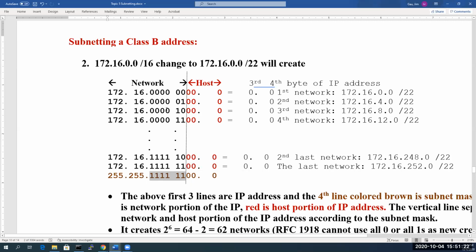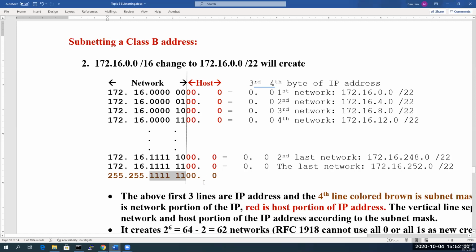And for all the combinations, the first bit has 0 and 1, 2 choices. Second bit, 2 choices. Third bit, 2 choices, and so on. So it's a combination of 2 and 2 and 2 and 2 and 2 and 2, so it's 2 to the power of 6. 2 to the power of 6 is 64 combinations. And for the host portion, it's 00, 01, 10, 11. So there are 4 choices, and each one has 256.